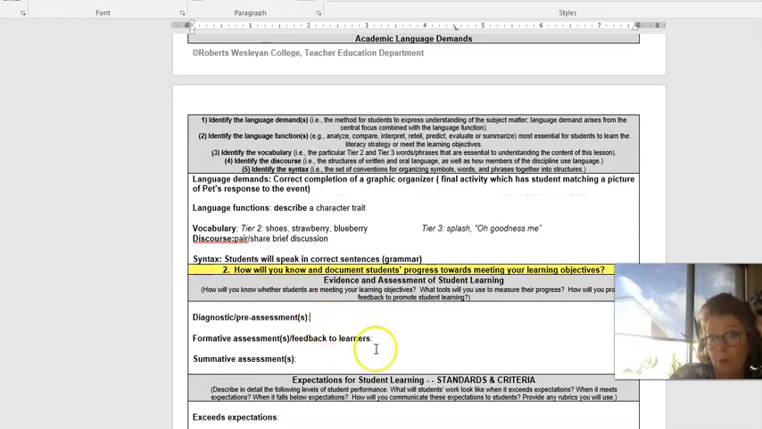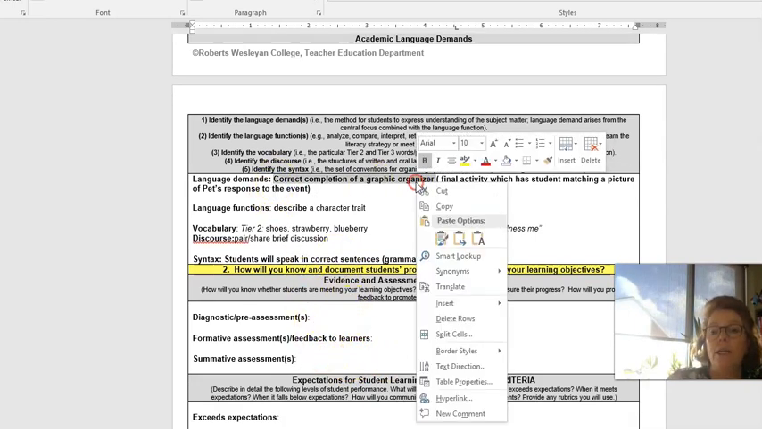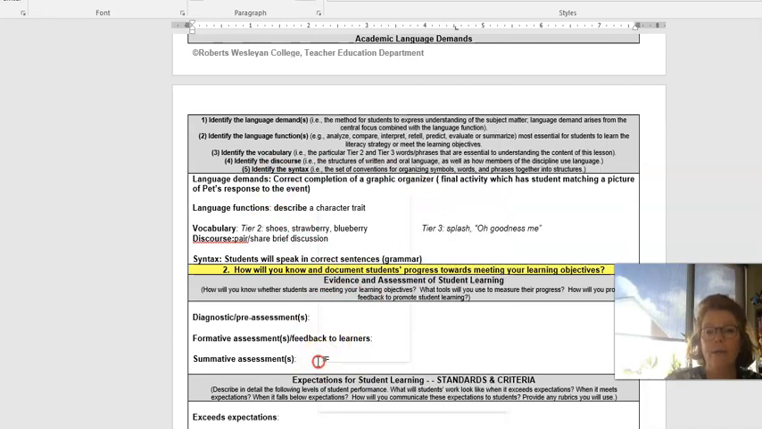Diagnostic. Now this is assessment. What do you do before? What do you do during? What do you do after? Well, we already know the summative assessment will be the correct completion of a graphic organizer. So we're going to put that right down here.